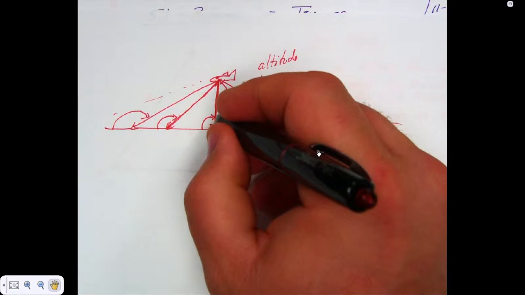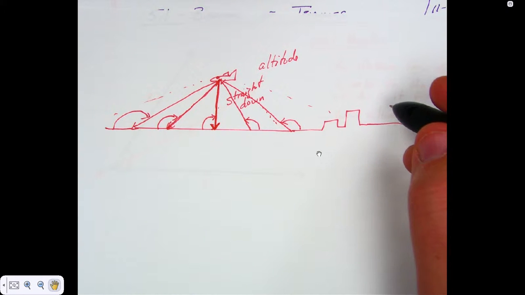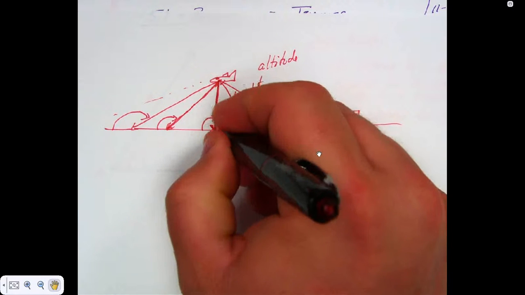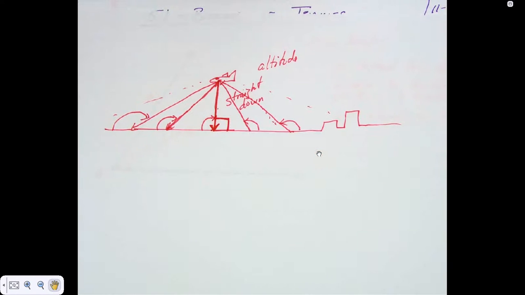The smallest angle? Well, yeah, but what angle do we have right here? 90. When we talk about being straight to something, it ends up being 90 degrees. Isn't that what straight down means? Yes. 90 degrees. That's what straight down means.